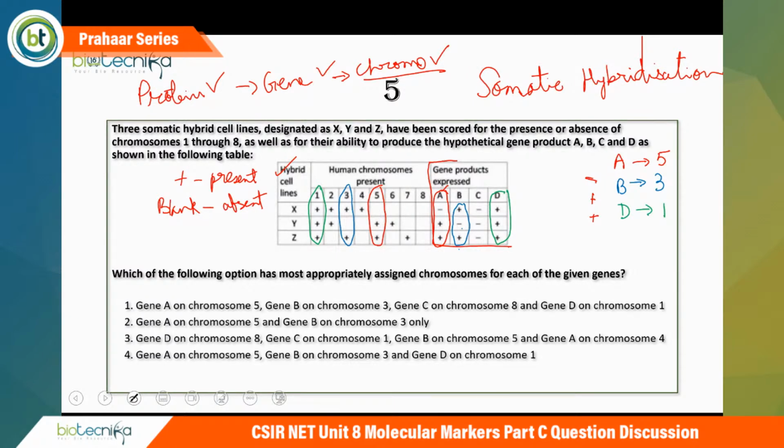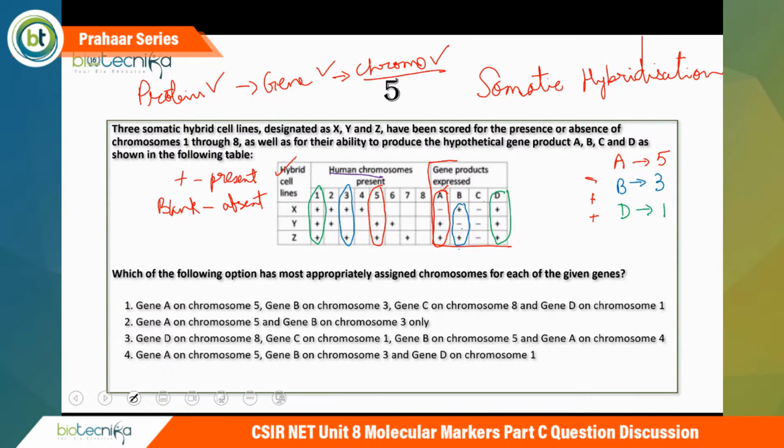Now what about C? From this pattern, C is absent in all the hybrid cell lines. Now chromosome number 8 is also absent in all the hybrid cell lines. But along with chromosome number 8, we are talking about human chromosomes, so there are other chromosomes also till chromosome 22, and also the sex chromosomes, right? 9, 10, 11, 12, 13, 14, 15, 16, 17, 18, 19, 20, 21, 22, plus the sex chromosomes. They are also absent in these hybrid cell lines.